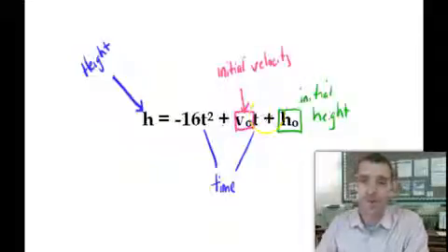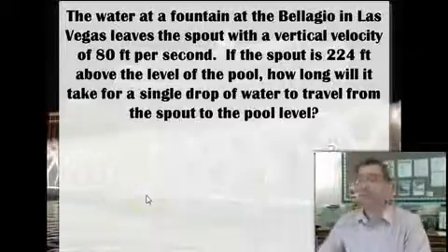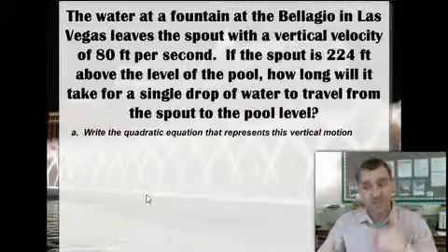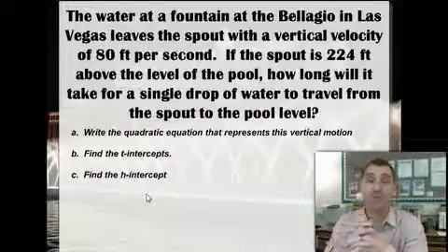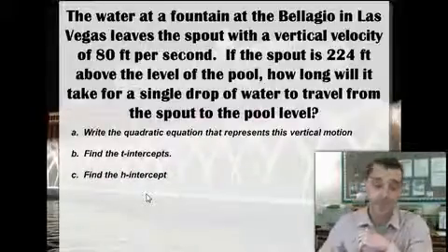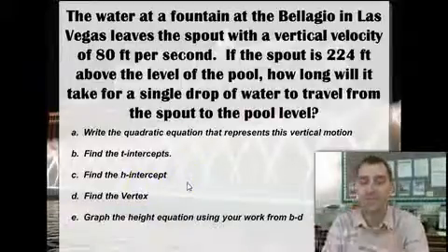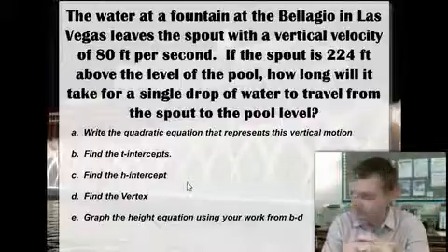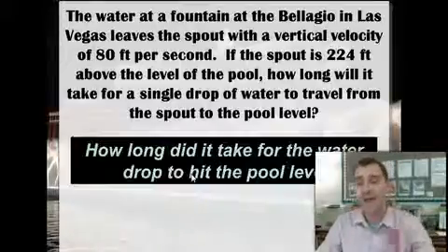Now, back to the actual question itself underneath the vertical motion equation on your paper. What we're going to do with this example is a bunch of different things. First of all, we're going to write the equation that represents this vertical motion question. We're going to B, find the t-intercepts. We're going to C, find the h-intercepts, what they actually are. We're going to then find the vertex, and then overall we're going to graph the height equation. It's going to be a rough sketch, there's no doubt, because the numbers get pretty big when you do these things. But that is exactly what we're going to do.